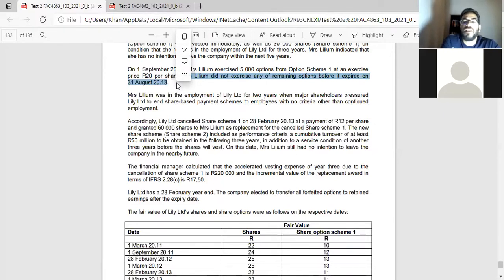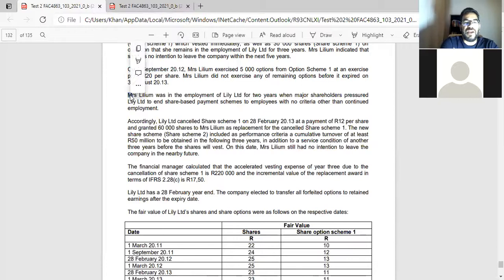Alternatively, you may just leave it there forever and ever. There's no need to remove it. But most companies take it out of the share-based payment reserve because they want the reserve to only reflect that which can still be exercised, and therefore they take it to another reserve account, typically retained earnings. So there will be 2 journal entries over here, one on 1 September 2012 when we get the cash, and one on 31 August 2013 when we cancel the remaining 5,000 options that Ms. Lilliam did not exercise.